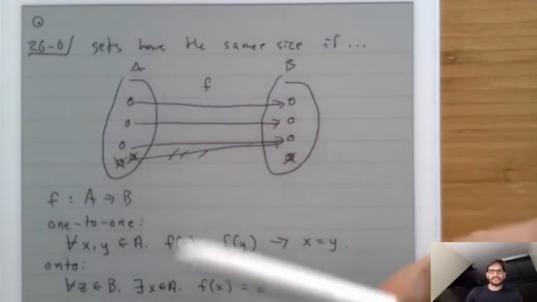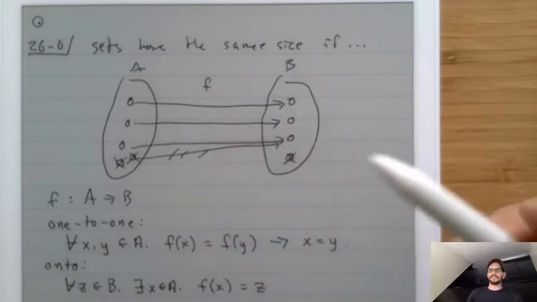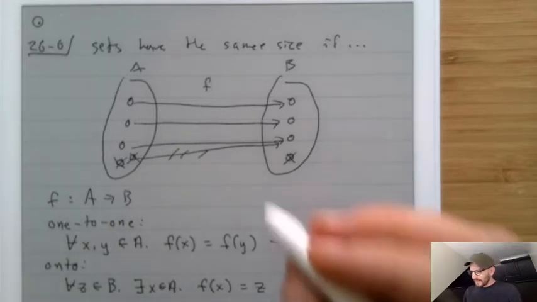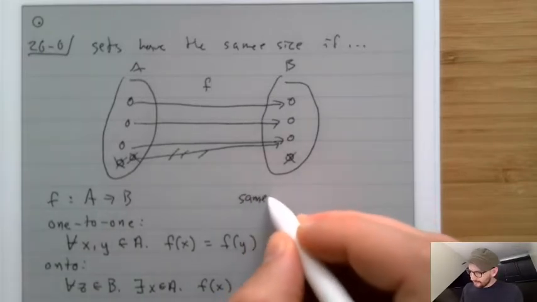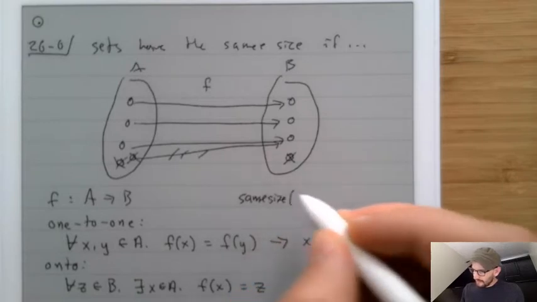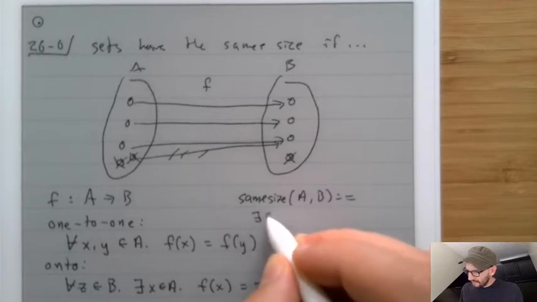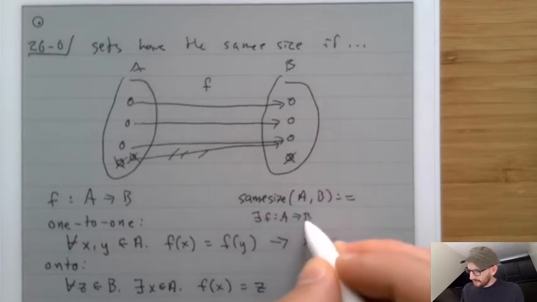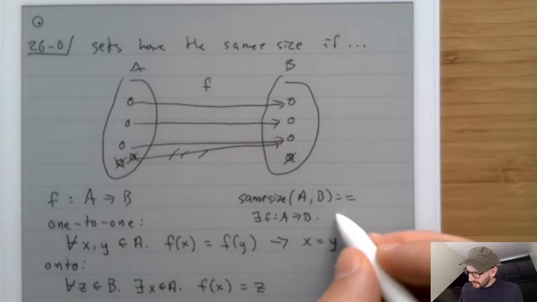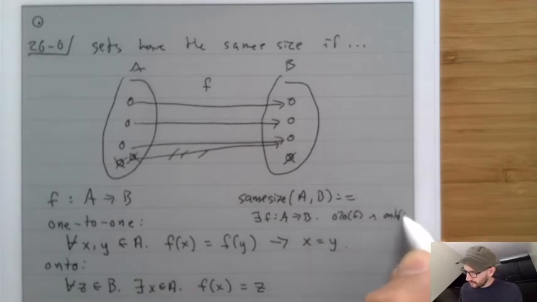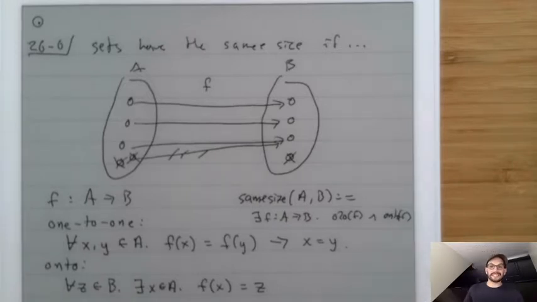So if a function has these two properties, then we know that the two sets are the same size. Right? So we say that same size A and B is defined as there exists a function from A to B where that function is 1 to 1 and the function is onto. And if the function exists, then that means the two sets are the same size.